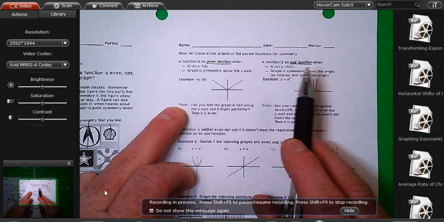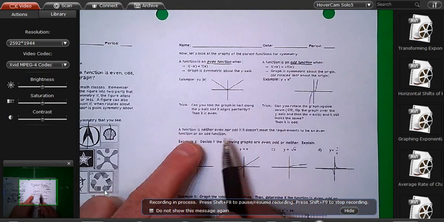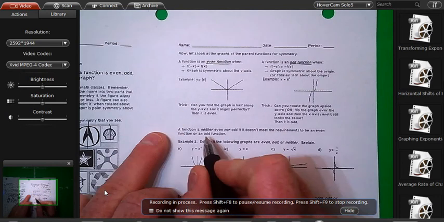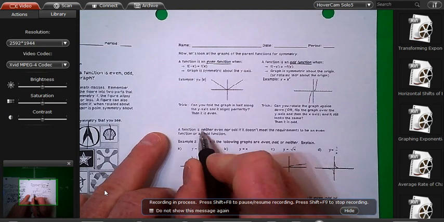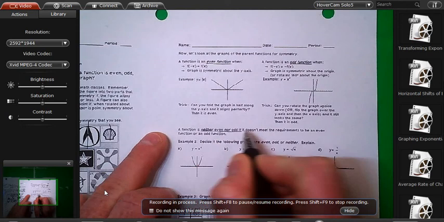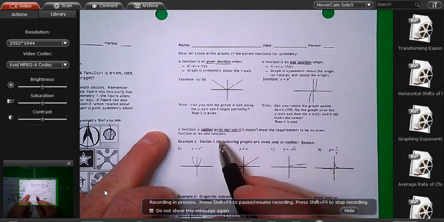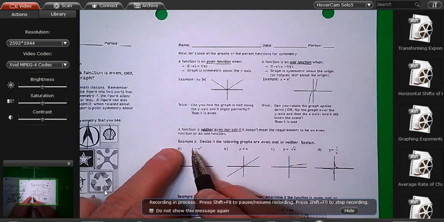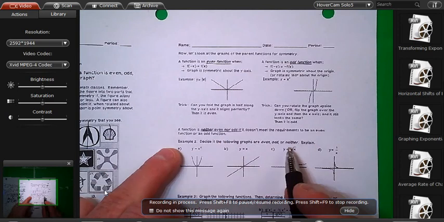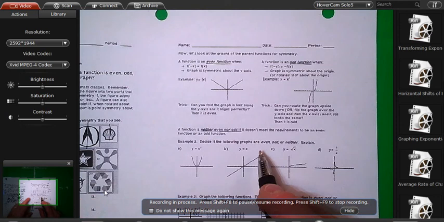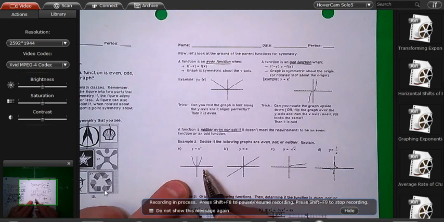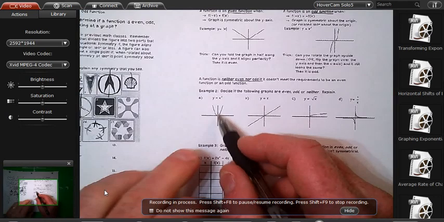A function is neither even nor odd if it does not meet the requirements to be an even function or an odd function. So look at example 2. Decide if the following graphs are even, odd, or neither and explain. All right, so what do you think about A? Even. It is definitely even because the y-axis is the line of symmetry, so you write even.